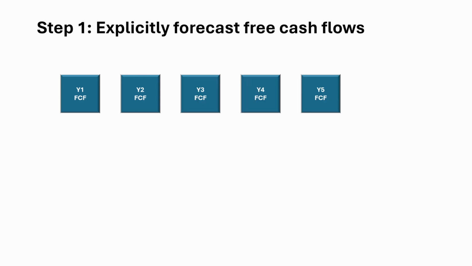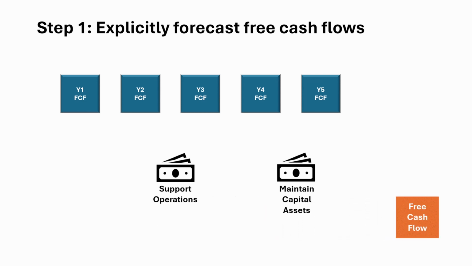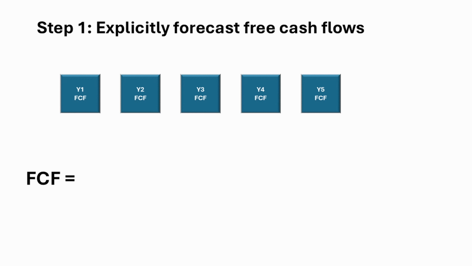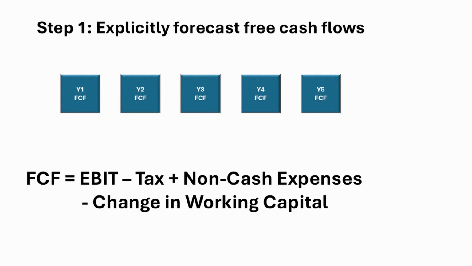The first step is to explicitly forecast the free cash flows for a set number of years, usually 5 or 10. The free cash flow is the cash a company generates after accounting for cash outflows to support its operations and maintain its capital assets. The basic formula for the free cash flow is EBIT minus tax plus non-cash expenses minus change in working capital minus capital expenditure. To forecast the free cash flows, we forecast each item in the formula and then use the formula.